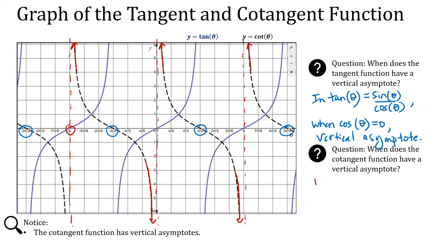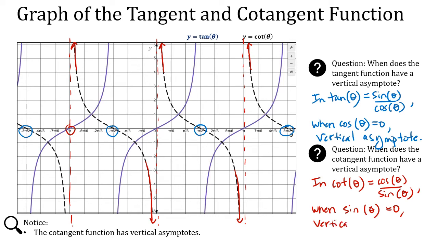Well, let's remember what a cotangent function is. Cotangent is the reciprocal of the tangent function. So that means that the cotangent is equal to the cosine of the angle over the sine of an angle. So in the cotangent relationship, same thing as we saw with tangent, but now sine is in the denominator. So when the sine of an angle is equal to 0, we should expect to see vertical asymptotes.